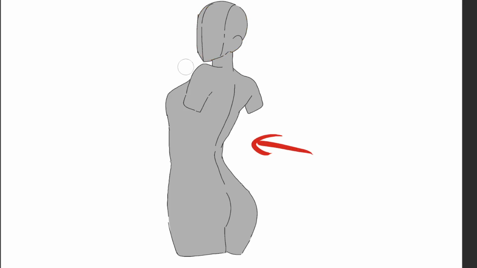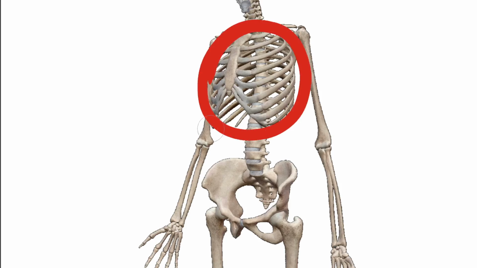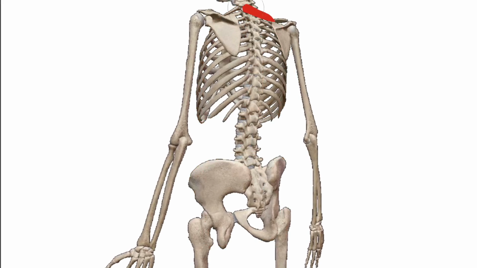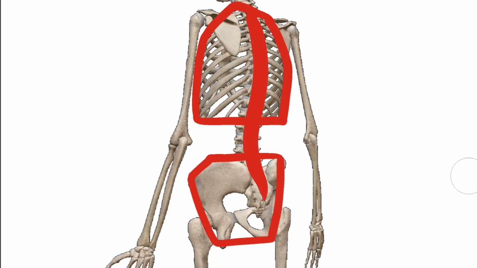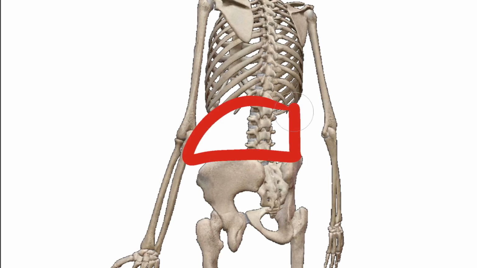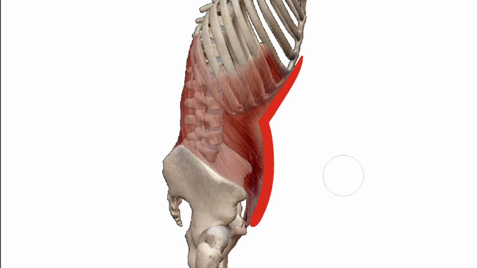Now the first mistake I want to go over has to do with proportions. The torso can be divided into three parts. We have the rib cage, we have the waist, and then we have the pelvis. The rib cage is basically one solid form, and then the pelvis, which is connected to it by the spine, is also a solid form. The waist is the area in between them, and this is the area where the torso can actually move.